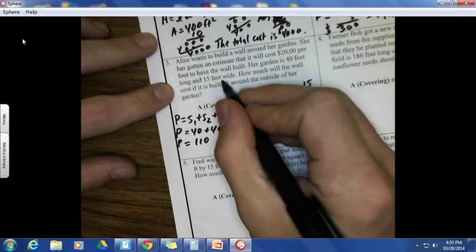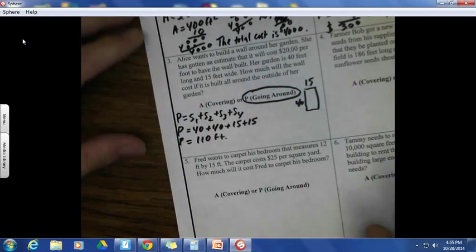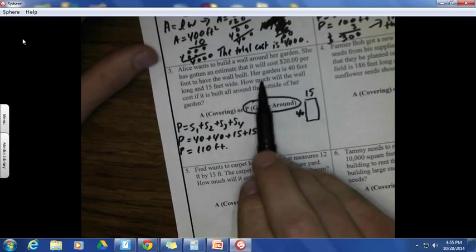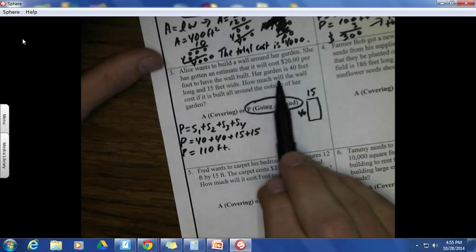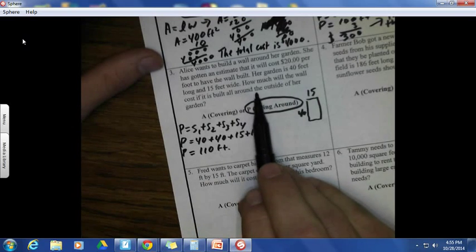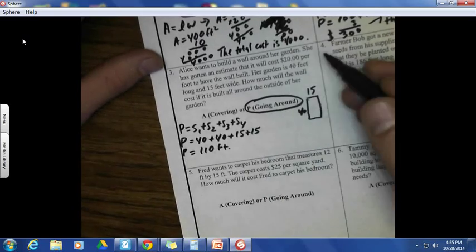110 feet. Remember, use correct labels. Okay, so let's reread the question, see what it's asking. The garden is 40 feet by 15 feet wide. How much will the wall cost if it is built all around the outside of her garden? So that's all around the outside, which means the perimeter.